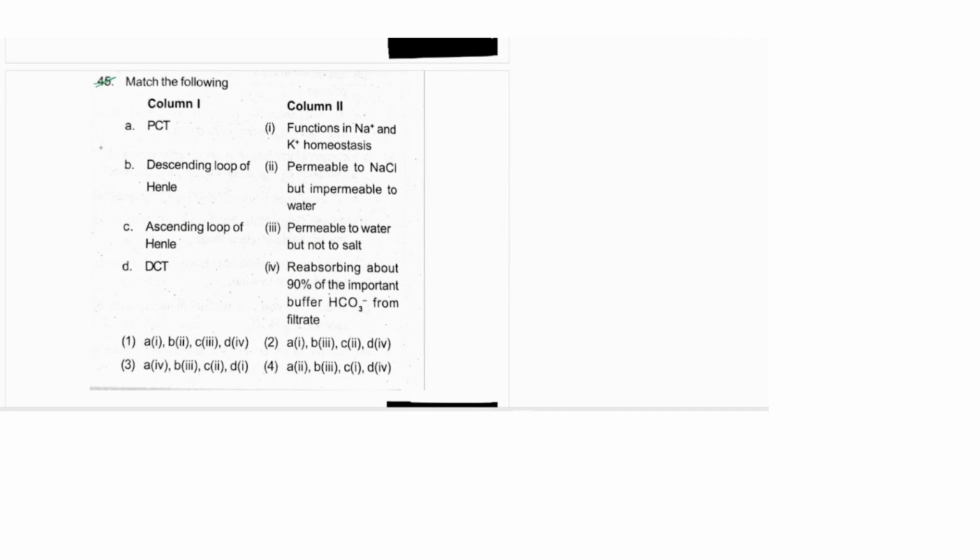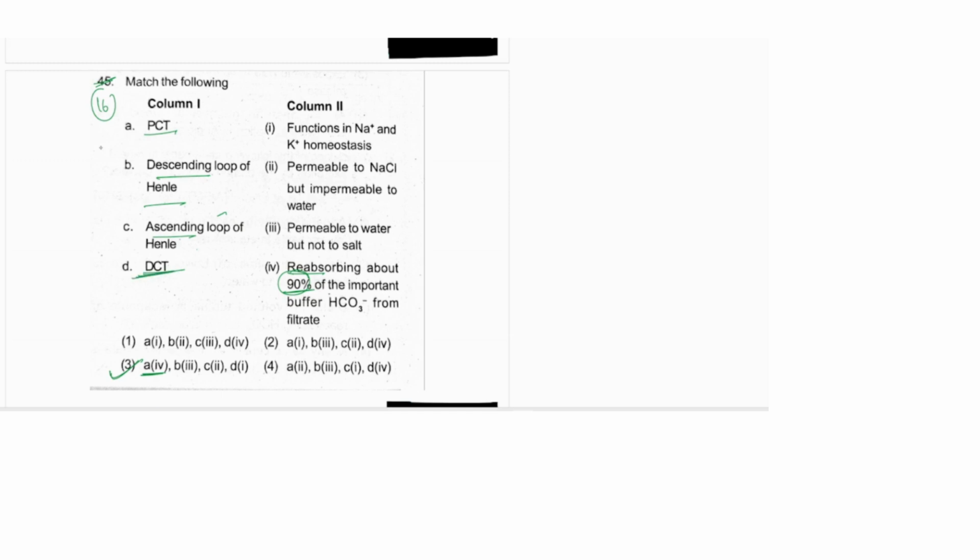Next is question number 16: PCT, descending loop of Henle, ascending loop of Henle, as well as the DCT part. What is the function of each? We know very well that the PCT shows reabsorption. Approximately 90% of the reabsorption takes place in the PCT part. So A4 is given in only one option. The remaining three we have also seen.